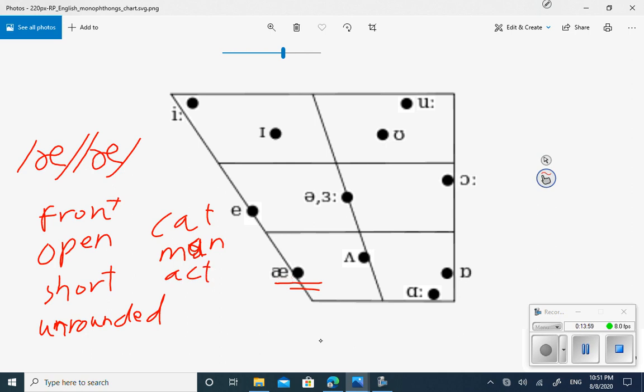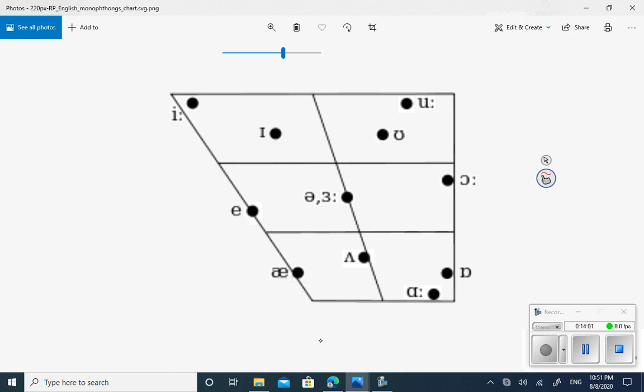So to sum up, we have four front vowels in English: 1, 2, 3, 4. Namely the E sound as in eat, a short vowel, the e sound, and the a sound.